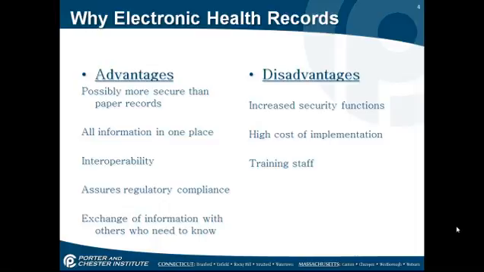Some of the disadvantages of an electronic health record is that there are some increased security functions that have to be put into place. There are things that have to be implemented in the office to make sure that this information is now secure because it is accessible by so many people.